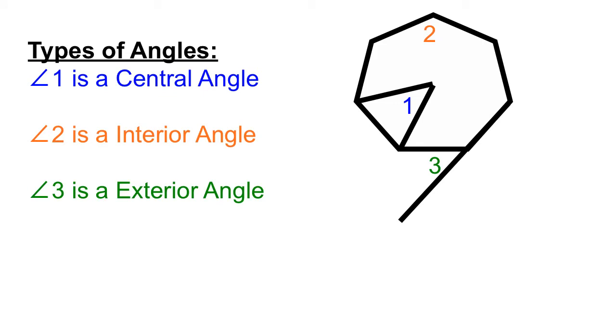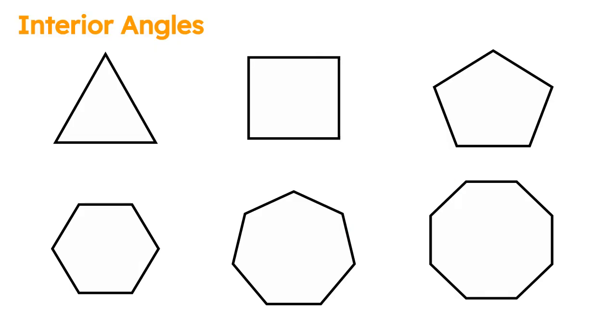And then this last one is showing you an exterior angle. It's on the outside of the shape. So let's focus in on interior angles. Here are several diagrams of different polygons. And what I'm going to do is take those polygons and split them all up into triangles.